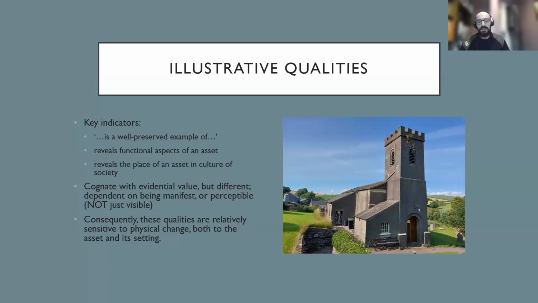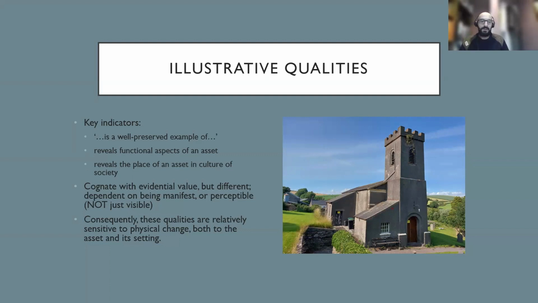So if we move on to the next one, illustrative qualities. These are things like where we say this is a well-preserved example of an asset type, or where you look at an asset and understand how it was used or intended to function in the past, or how it relates to culture. All of these things relate to this church, a good example in Dendron in Furness. It's a well-preserved example of a mid-17th century church. You can look at it and understand how that church is used and how it's been adapted to fit the needs of the past, and how it fits into village life through being able to see that. It's related to evidential value, but it's different.